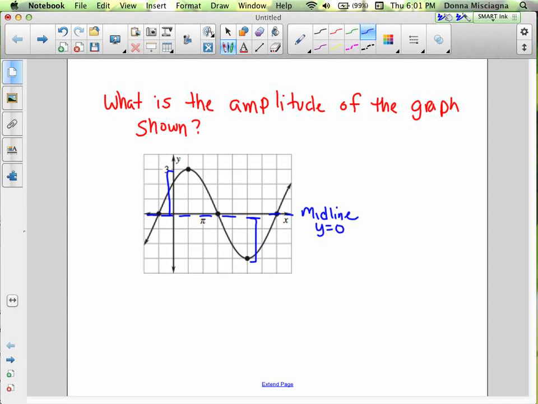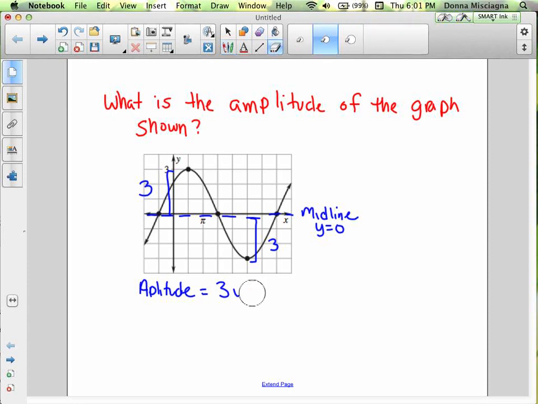The distance between the midline and the maximum or the midline and the minimum is 3. So the amplitude for this graph is 3 units, or just 3.